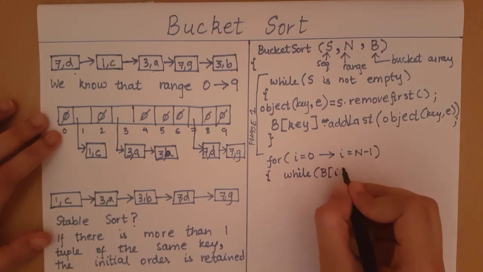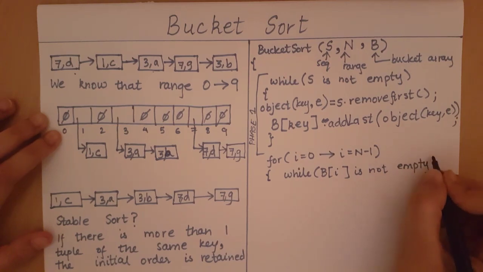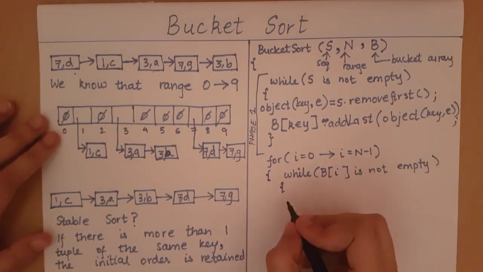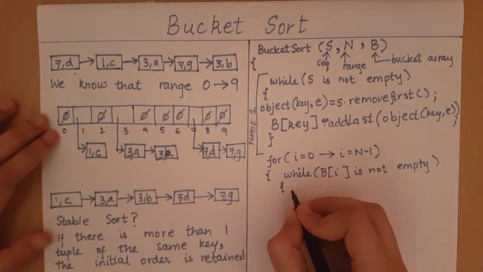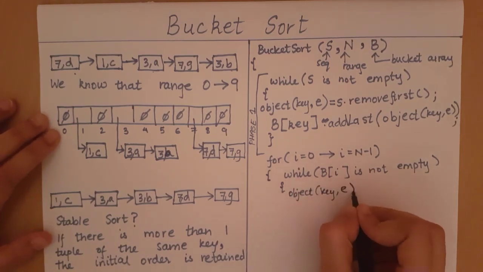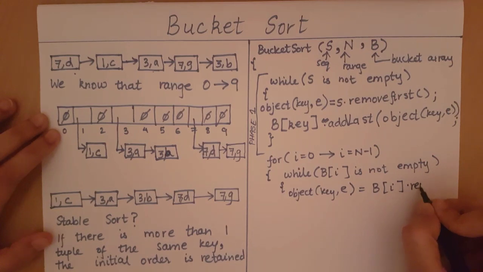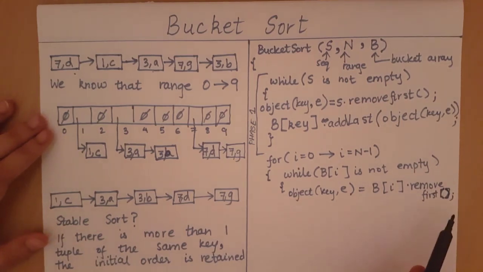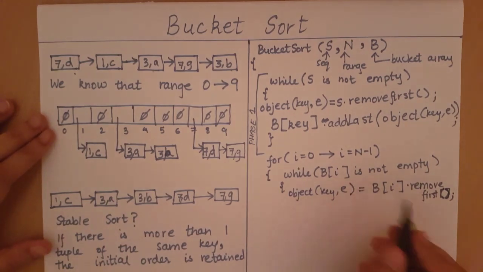So while the bucket of I is not empty, then we will first take out the element from the bucket of I. So we will take it out and store it in some object. So an object which has a key element pair is going to be B of I, and I want to remove that. Remove first. Now once I have removed that element, I will add this element to the end of our sequence.